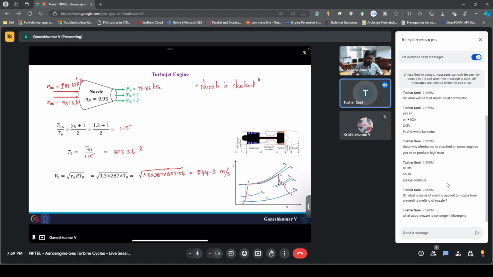My question is about the convergent or divergent nozzle in military aircraft. There was a coating which I already saw. When the afterburner is on and the temperature is so high over there, why does it not melt? That's my only question. We will get to that. That's why in military aircraft we need to do cooling, and for that we have this coating.